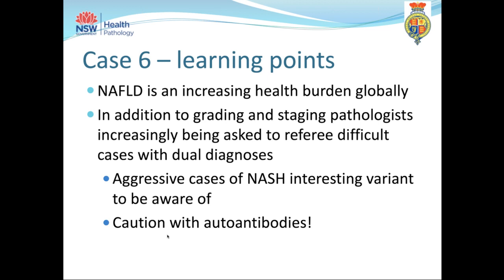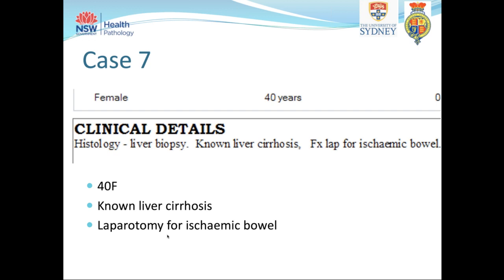And in addition to grading and staging, which I guess we may not do very well, pathologists are increasingly being asked to referee some of these difficult cases with dual diagnoses or atypical clinical presentations. So I thought this was a nice example of this aggressive case or variant of NASH. It was good to be aware of, and again a reminder that it's important to be cautious in your interpretation of autoantibodies in these medical liver cases.